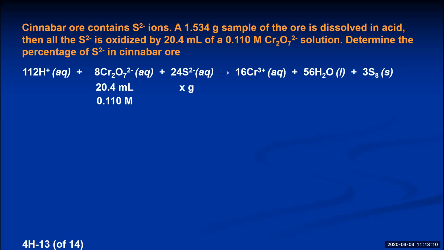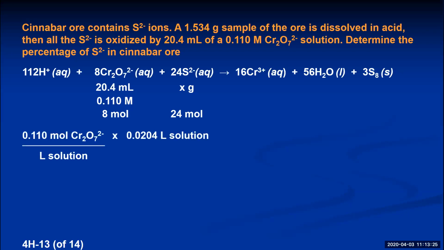The mole ratio in this balanced equation between dichromate and sulfide is 8 to 24. So start your calculation with whatever data you can convert into moles, and that's going to be the solution data for the dichromate ions. Multiply its molarity times its volume, and that'll cause the liters to cancel out, and that'll give you moles of dichromate. Second step, mole ratio. Cancel out the dichromate by putting 8 moles of dichromate on the bottom and 24 moles of sulfide on the top. Moles of dichromate cancel out. Now you have moles of sulfide.